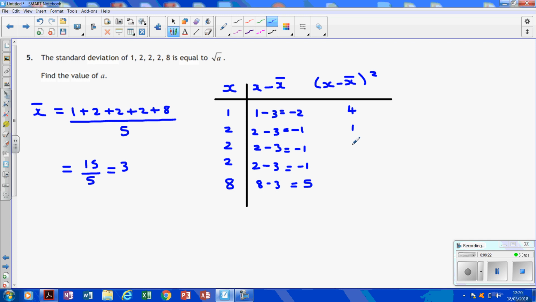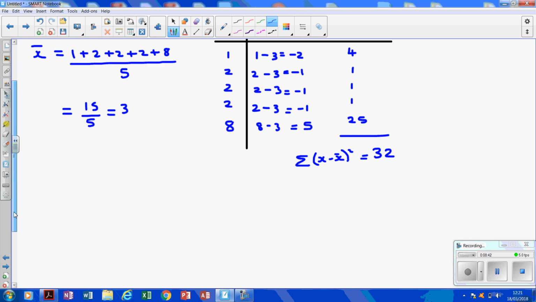That gives me 1, 1, 1, and 5 squared is 25. Now we want to sum all of them up, so that's the sum of (x minus x bar) all squared, and we will add all of those values up. When I add them, I get 32. Now, we go back and we look at our information sheet.